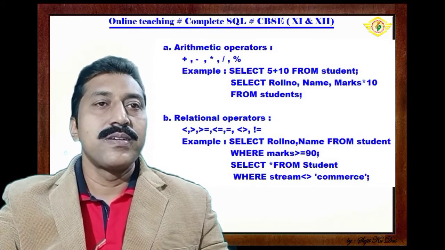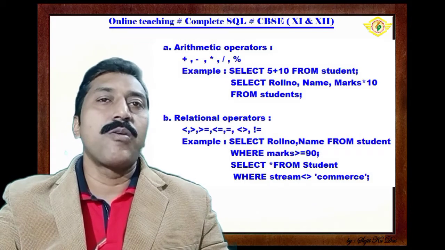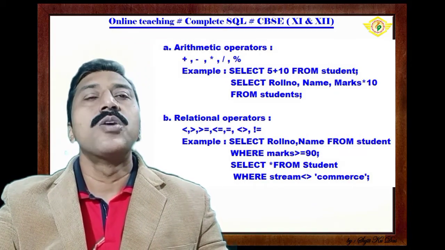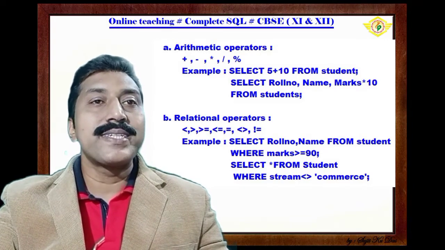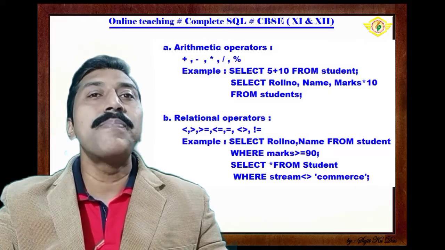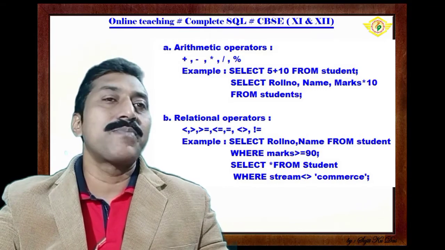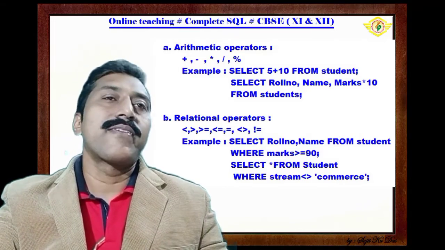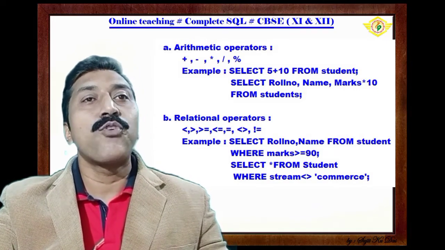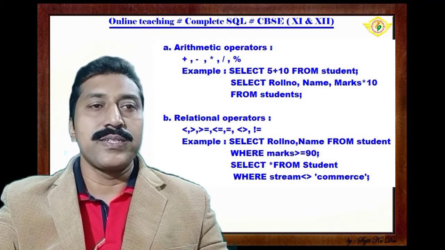Arithmetic operators. Arithmetic operators are used to perform simple arithmetic operations like addition, subtraction, multiplication, division, modulus. These operators are used with conditional expressions and for performing simple mathematical calculations. The arithmetic operators we are using with the select statement, I am giving some examples. I can write select 5 plus 10, or select 5 plus 10 from the table name. So in this way we can use the arithmetic operators.